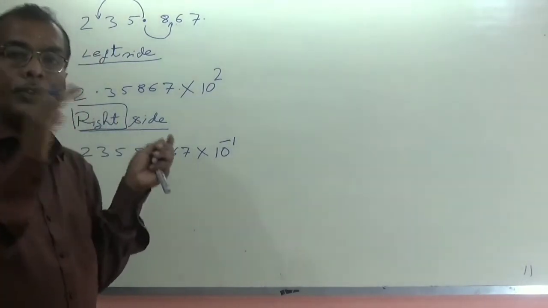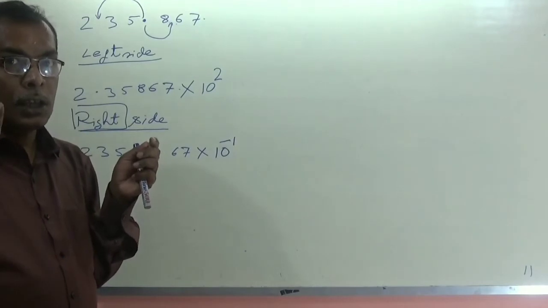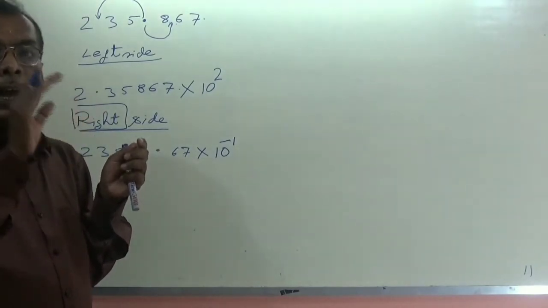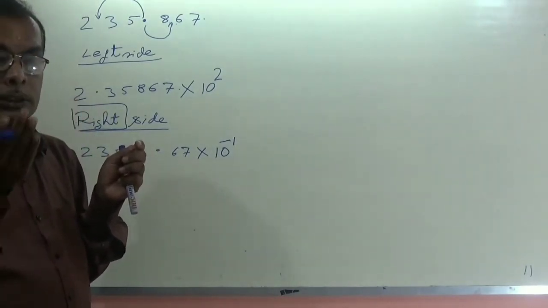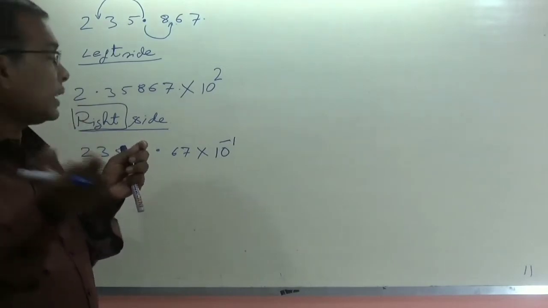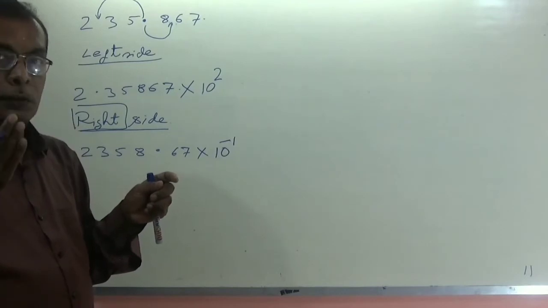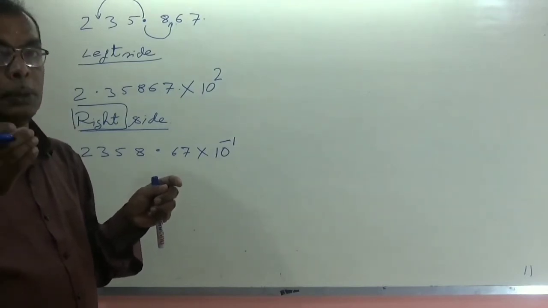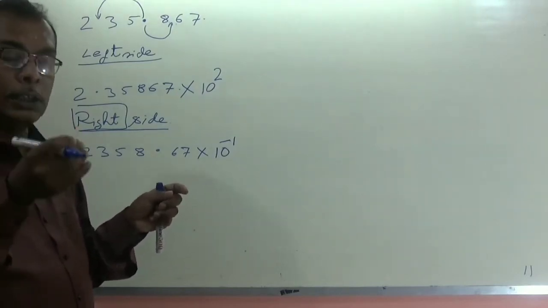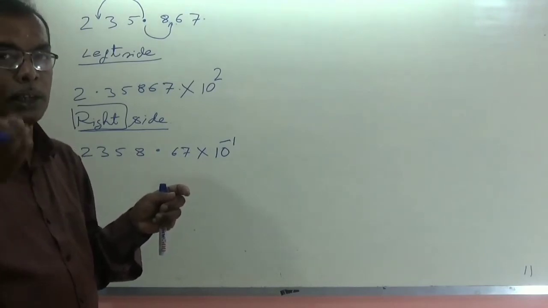Left-hand side means 10 to the power plus how many digits, and if we want to shift the decimal to the right-hand side, then multiply by 10 to the power of minus that many digits. Suppose if it is 1, then it is minus 1, if it is 2, then it is minus 2, something like that.